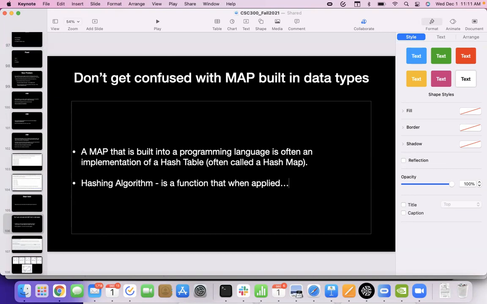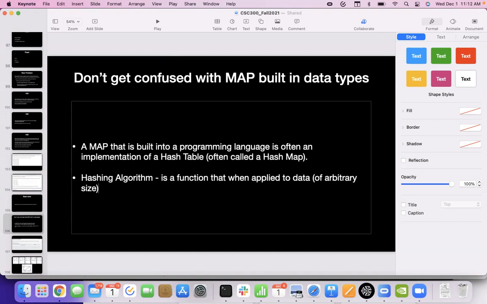So a hashing algorithm is a function that when applied to data, and I'm going to specify here, of arbitrary size, which means that it does not matter how big or small that data is, which is kind of the kicker here with hashing algorithms. So a hashing algorithm is a function that when applied to data of arbitrary size produces a fixed sized output.